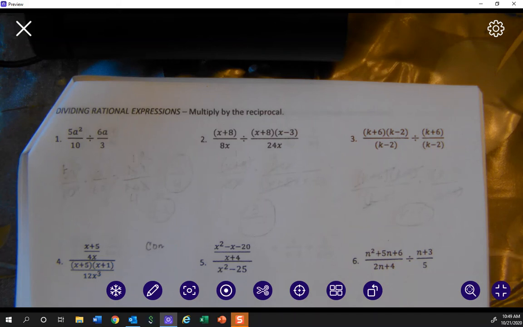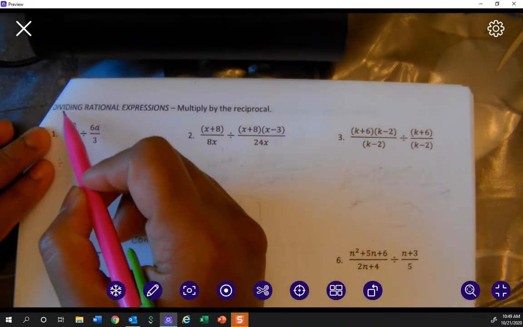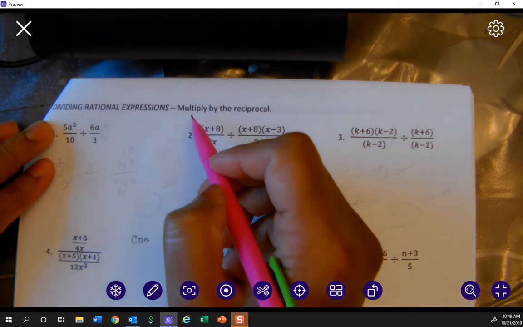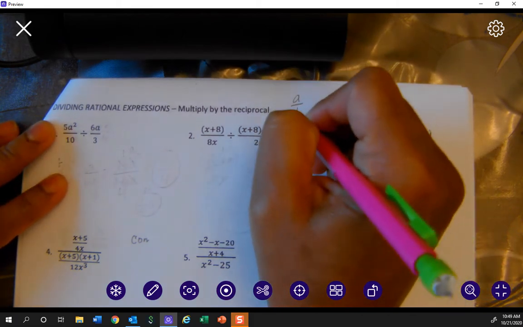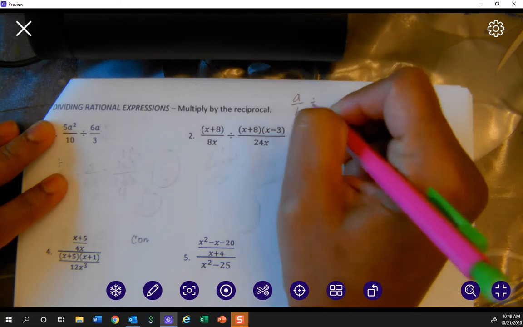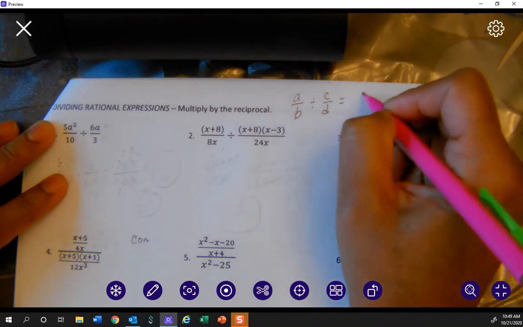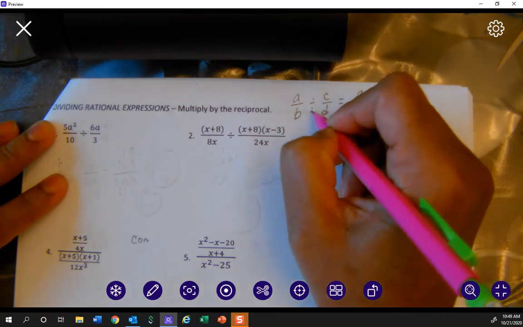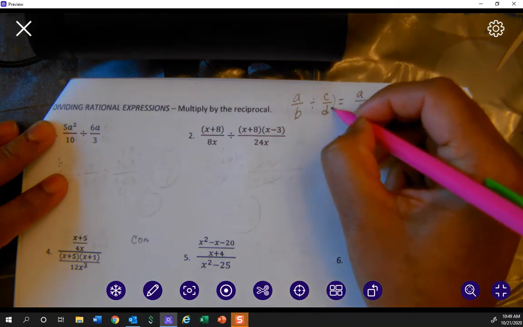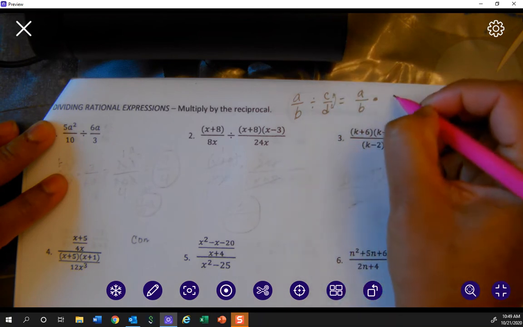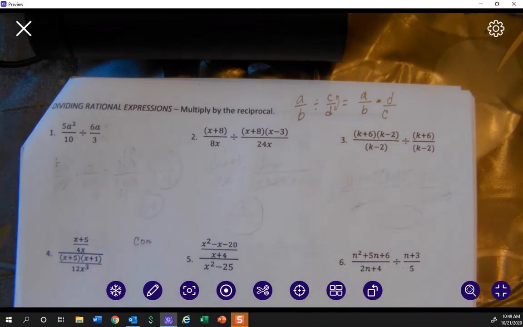All right, so here is page 6 for Unit 6. We're going to learn how to divide rational expressions, which is basically multiplying by the reciprocal. So when you have something like a over b divided by c over d, this is the same thing as keeping the first one, a over b, changing the division to a multiplication, and then flipping the second rational expression. So this would be d over c. Okay?